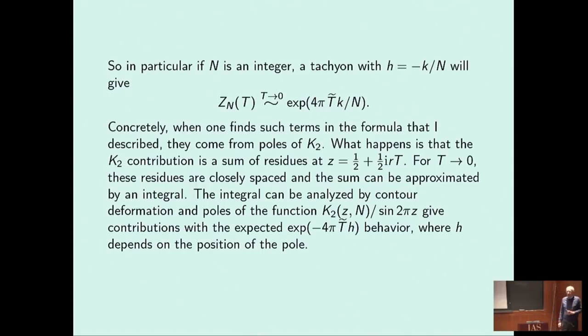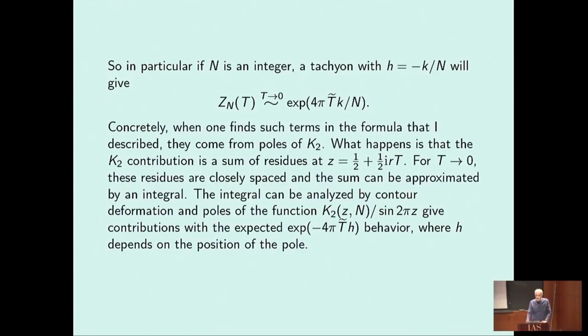And concretely, in the formula I wrote for the orbifold partition function, such terms come from poles of k2. Sorry, not poles of k2, poles at real part of z equals a half. So poles where k2 enters. So the k2 contribution is a sum of residues at these values of z. When the open string proper time goes to 0, which is the region where we expect a closed string interpretation, the residues are closely spaced, and the sum can be approximated by an integral. And after contour deformation, you get the expected behavior, where h depends on the position of the pole, which in turn depends on n.